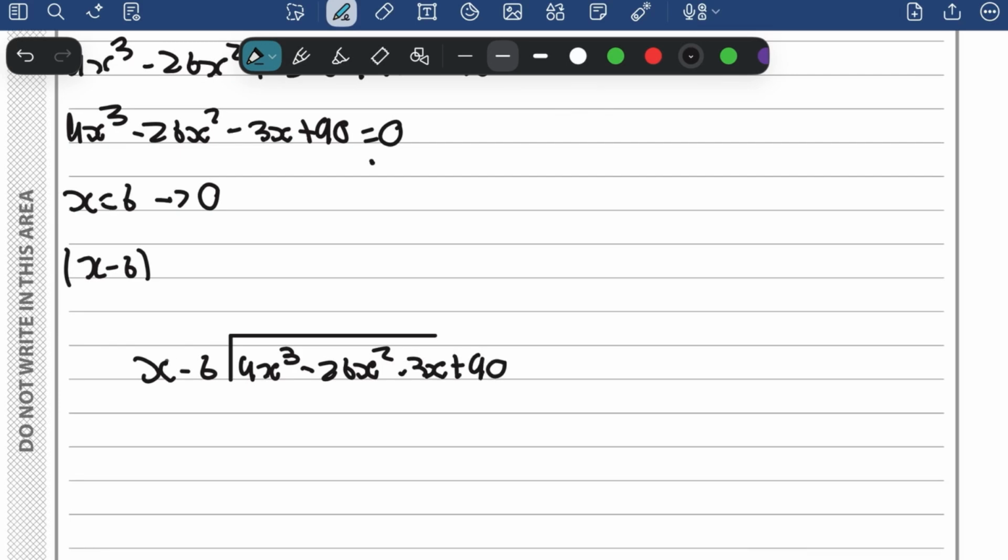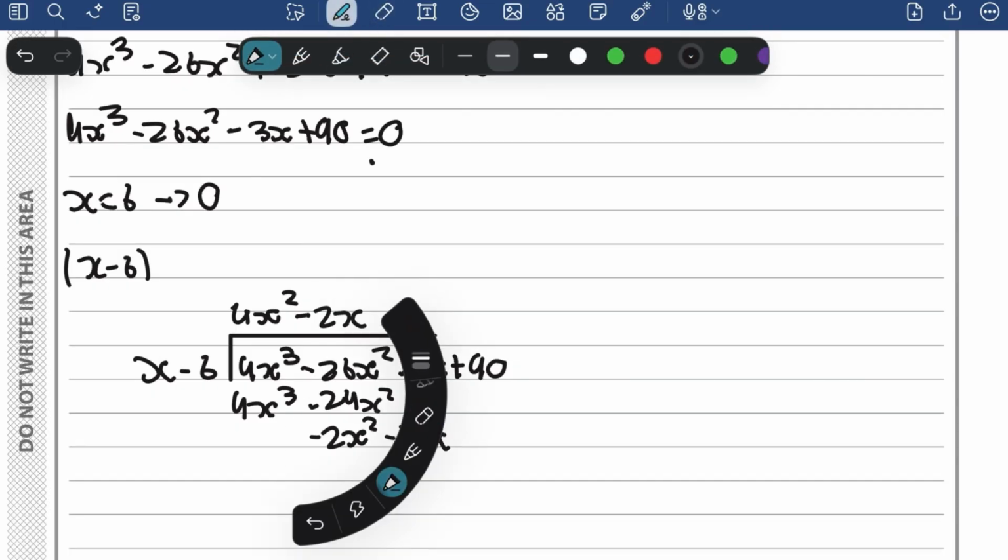And then we say, what do we times x by to get 4x cubed? Well, that's going to be 4x squared. And then since we times these together, we have to times minus 6 times 4 together. So minus 24x squared. So minus 26 minus 24 is going to be minus 2x squared. Bring down the minus 3x. What do we times x by to get minus 2x squared? It's going to be minus 2x.